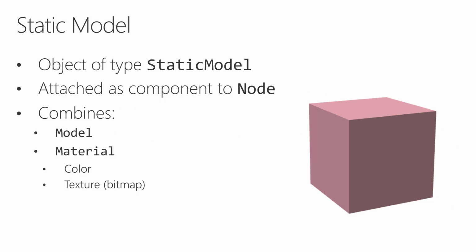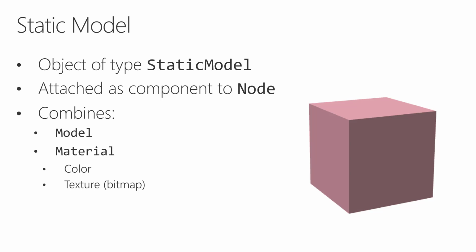One of the most important types of nodes is associated with a component named static model. The static model object combines the model, which describes the geometry of an object in 3D space, with a material, which is a color or a bitmap that describes the surface of this object. In combination with lights and camera and lots of number crunching inside UrhoSharp, you get to see an actual 3D object on the screen.